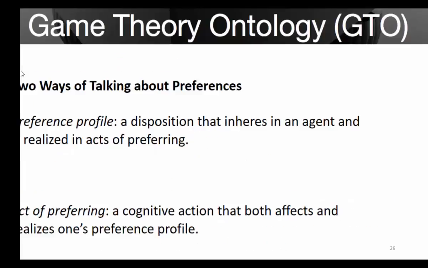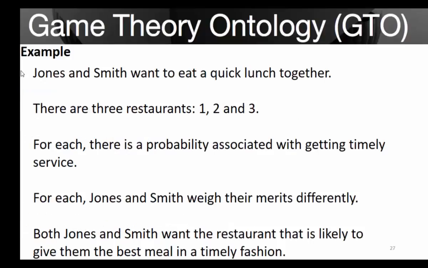So I can measure them in different ways. So preferences are antecedents to the different values they might take on. So I have classes of preference profiles that are dispositions that inhere in an agent and are realized in acts of preferring. And I have acts of preferring that are cognitive acts that both affect and realize one's preference profile. The idea is that when you prefer something actively, you're both reaffirming your disposition, but you're also realizing that disposition. There's a sort of dynamic quality that they have.